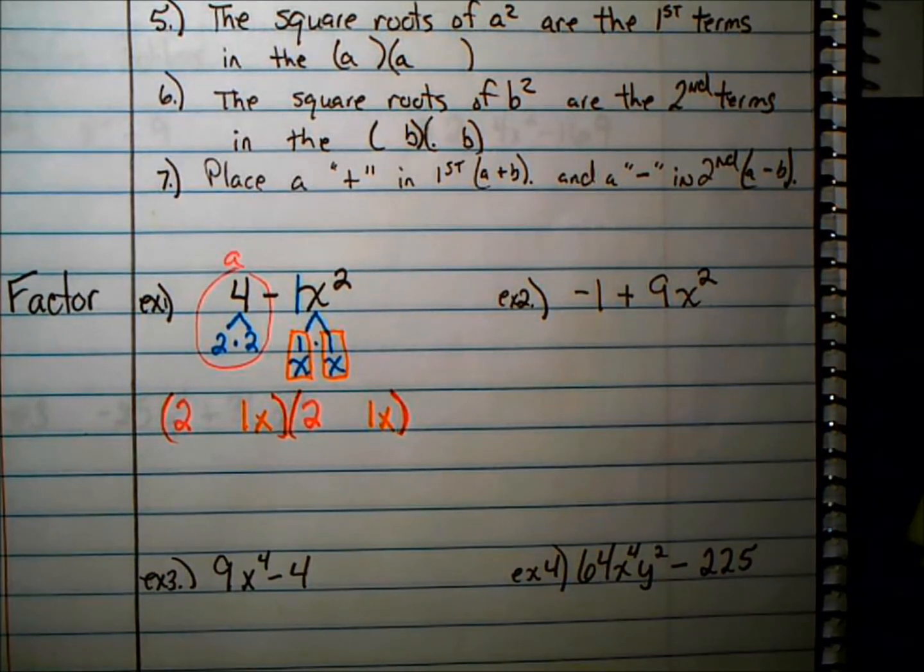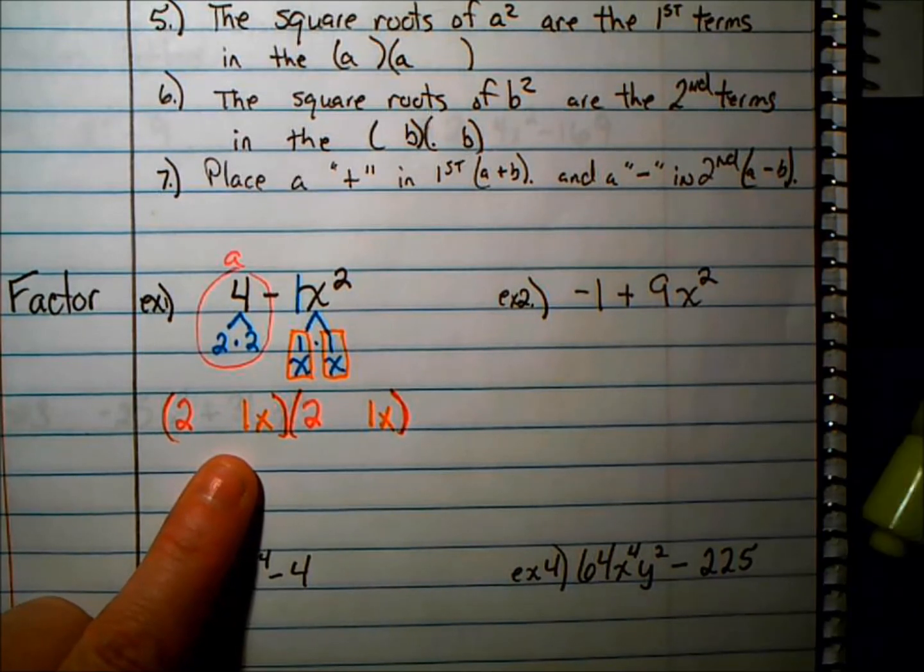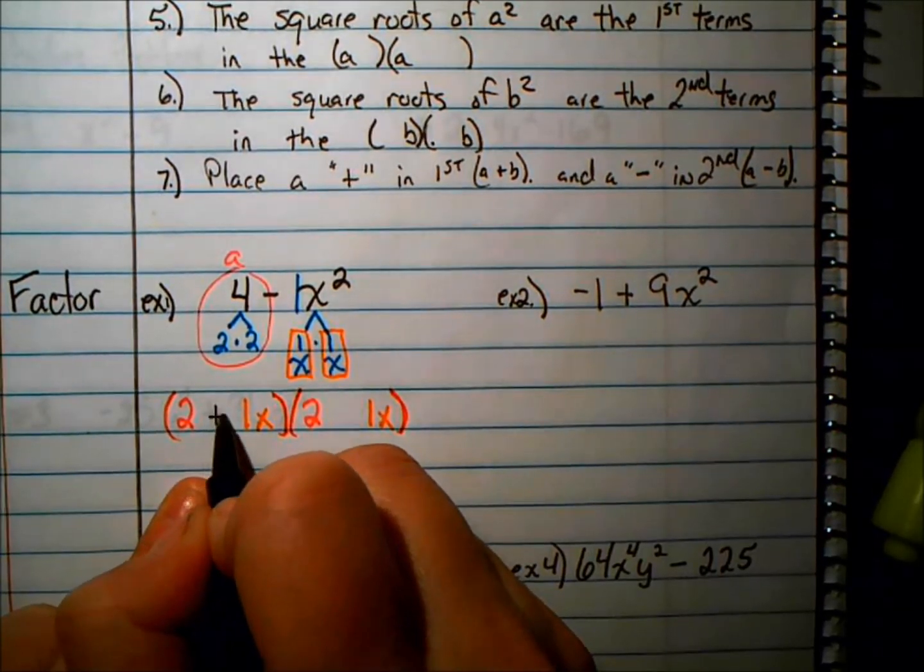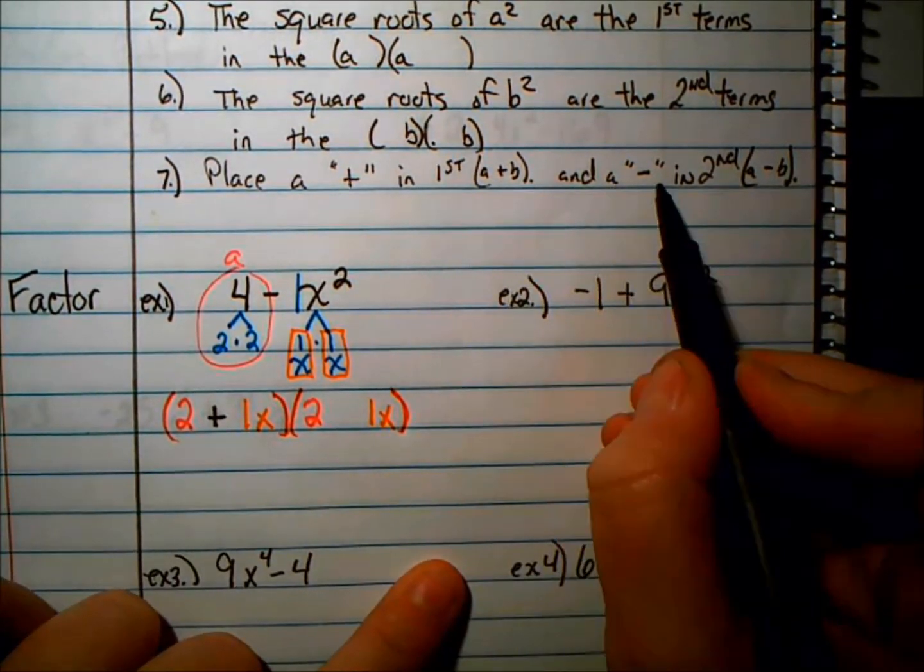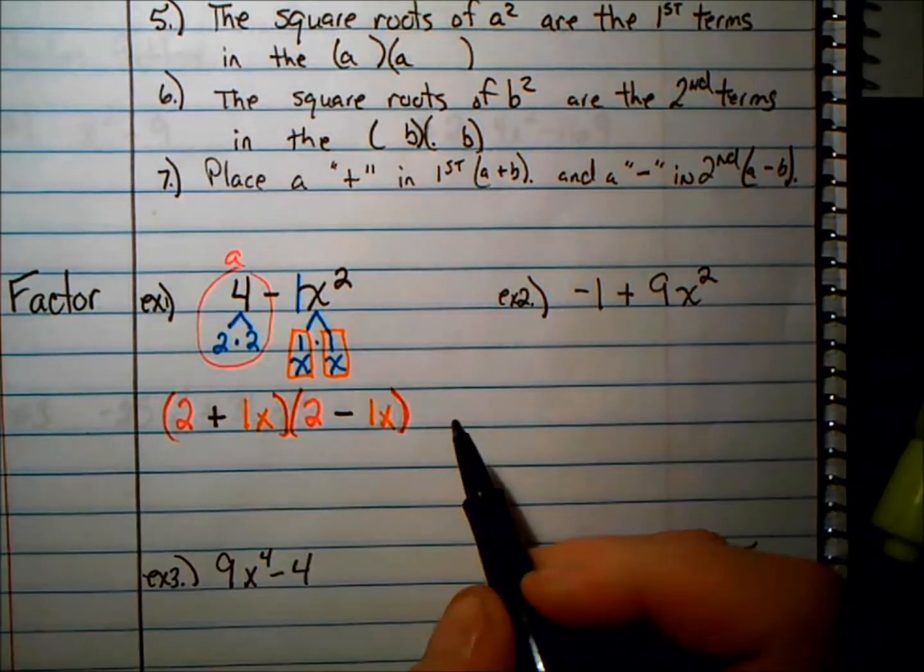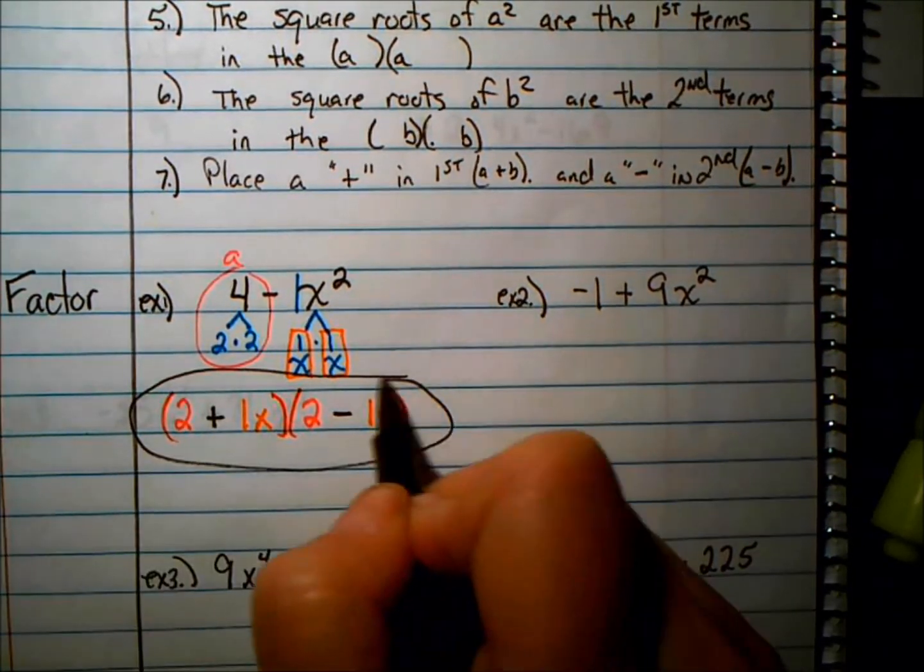And then the last step says the first set of parentheses, I'm going to put a plus sign. And the second set of parentheses, I'm going to put a minus sign. And then box it in. There's your answer.